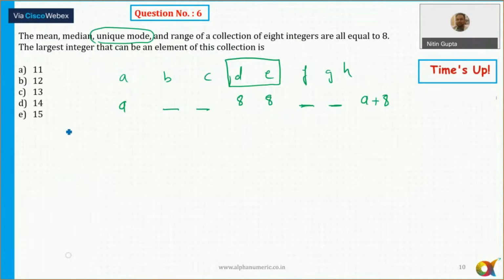Now, also if the mean is 8, remember, the mean is also equal to 8. If the mean is 8, what is the sum of these 8 integers? So can you say the sum of these 8 integers must be equal to 8 into 8, which is equal to 64? All right. So the sum of these 8 integers must be equal to 64. That is also very important here.